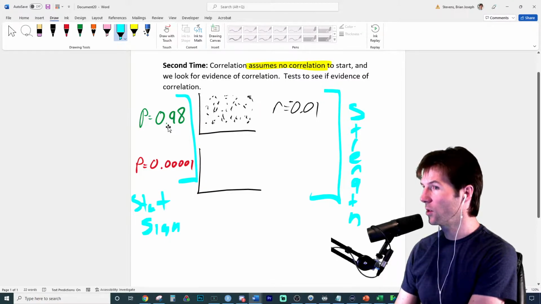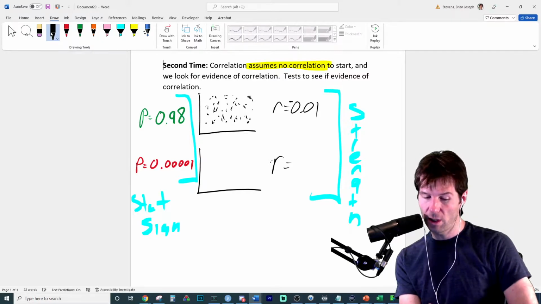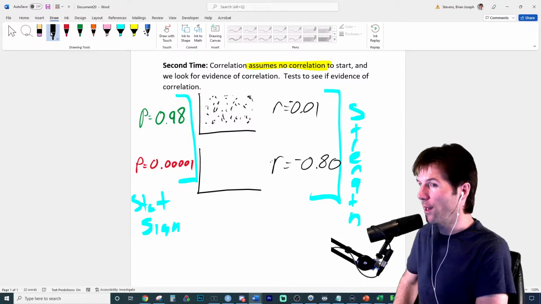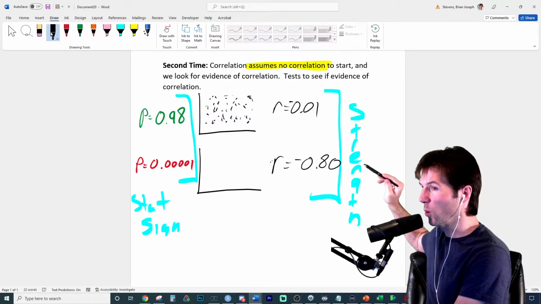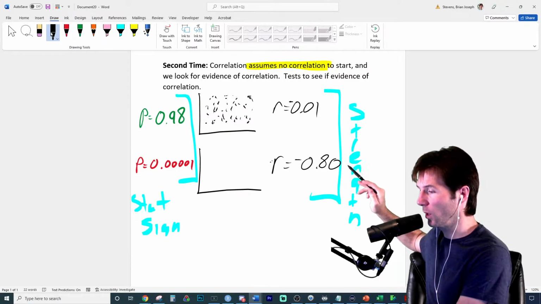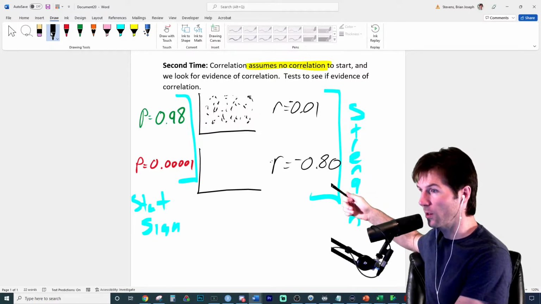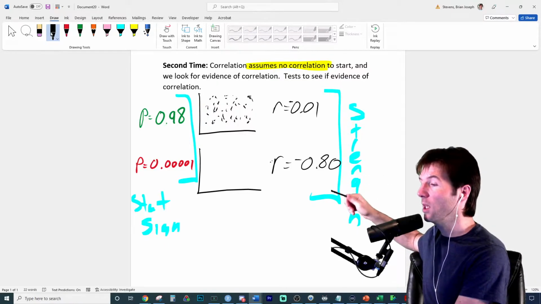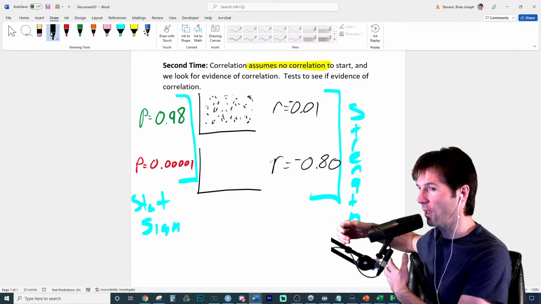Does that make sense? So whenever we say a correlation equals negative 0.80, that is a very strong negative correlation. So the R value is the value of correlation. Negative 0.80 is strong because it's closer to negative 1, and negative is the direction of it. The p-value is always telling us whether something is or is not statistically significant.